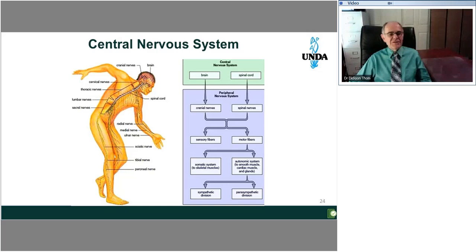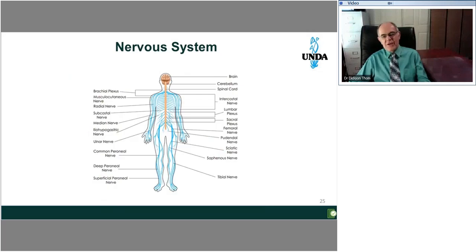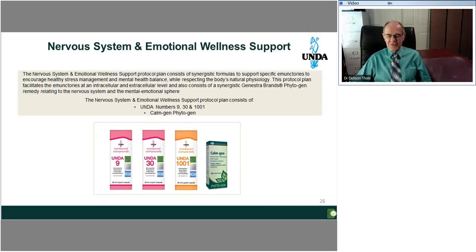So we spend a lot of our time in drainage trying to balance these multiple systems, be it the central nervous system or the peripheral nervous system. And we see, of course, a whole list of different challenges within our nervous system coming from different reasons, and we'll do our best to support them on a physical level if that's necessary. So three of the important remedies to support, and the phytogen, are UNDA 9, UNDA 30, and UNDA 1001, with CalmGen being, as the name suggests, calming of the nervous system.